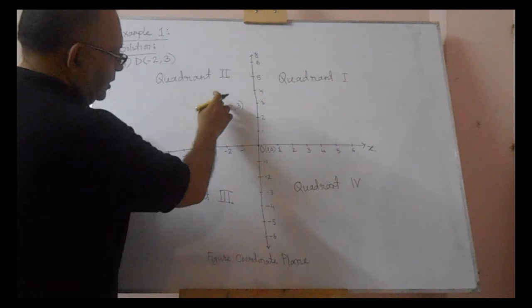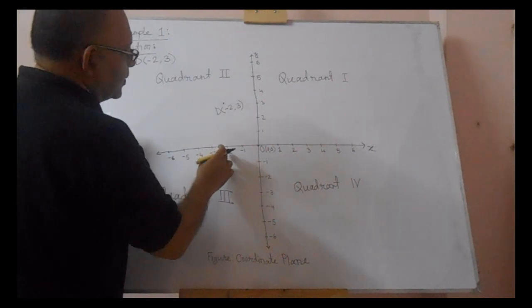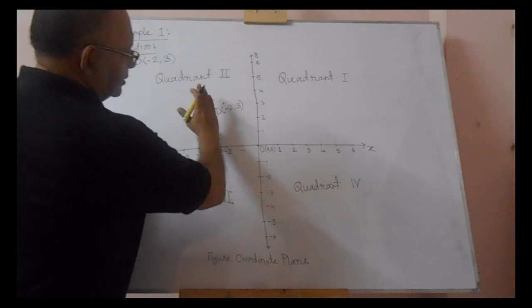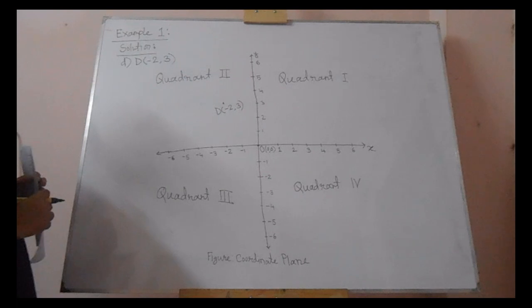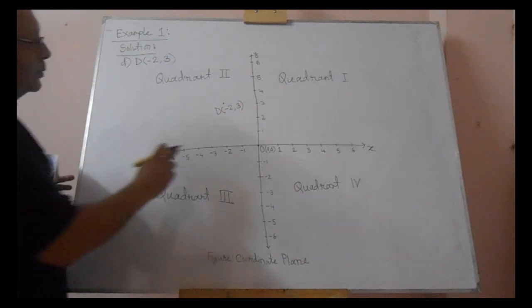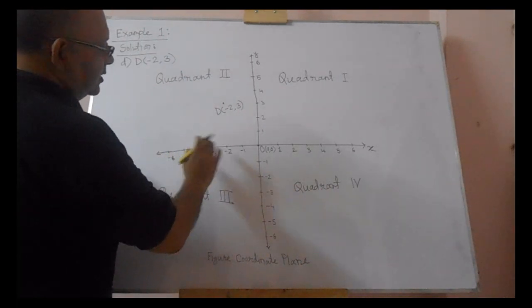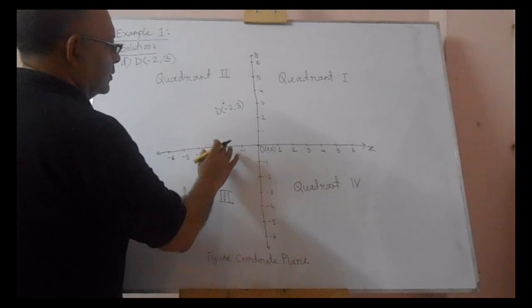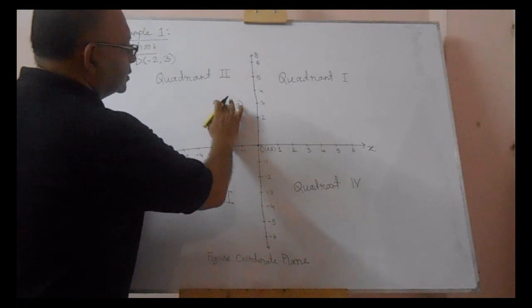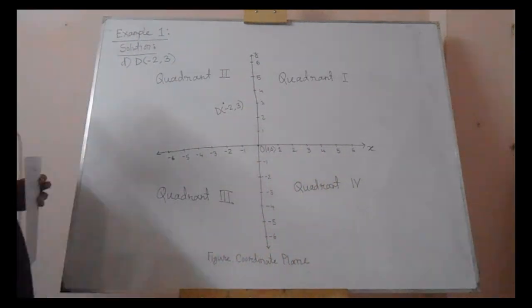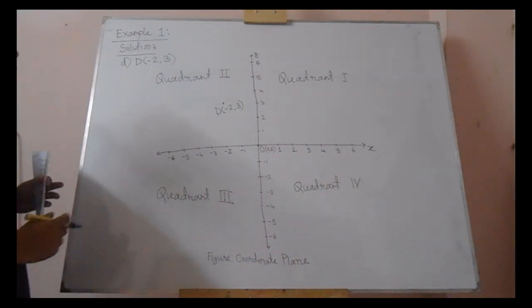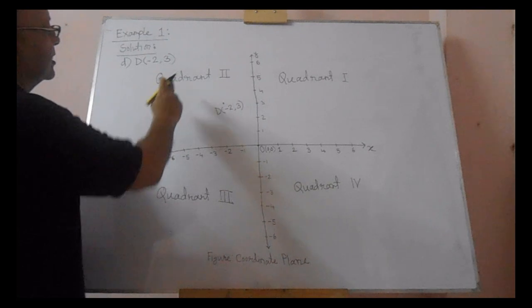Remember that this point should be perpendicular from this point. Straight, it should be straight. For all of the examples here we did till now, all of the points should be perpendicular from the x point or from the y point, and this is also perpendicular from this point to this point. So we can write the answer. Point D is in quadrant 2.